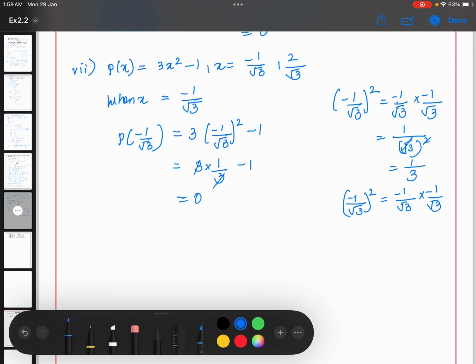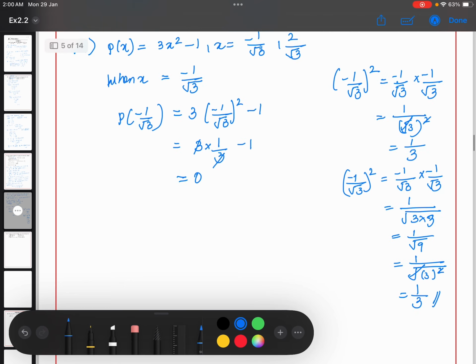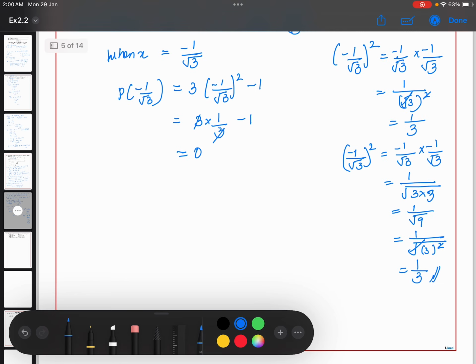Or 1 by root 3 whole thing square can also be done this way. -1 by root 3 into -1 by root 3. Multiply minus into minus plus. Root 3 into root 3 simply means take the whole thing root into 3, right? Because both are under root, we're able to multiply. So you'll be getting this as root 9. What is 9? 3 whole thing square, right? So you can cancel and get it as 1 by 3, okay? These are just basics. In case you're confused, you can always go and watch some videos, or you can just revise these basics, okay?